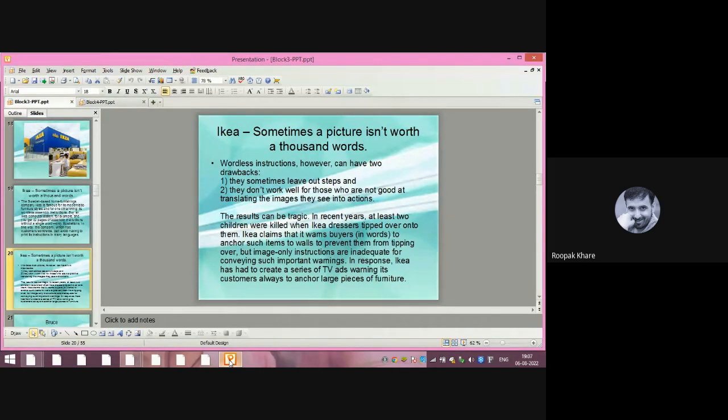Now what happened? Wordless instructions, however, can have two drawbacks. When you don't use words, written communication, only pictures, what happens? One, they sometimes leave out steps. Pictures don't explain all the steps, right? There are some things which are left to be understood by themselves.